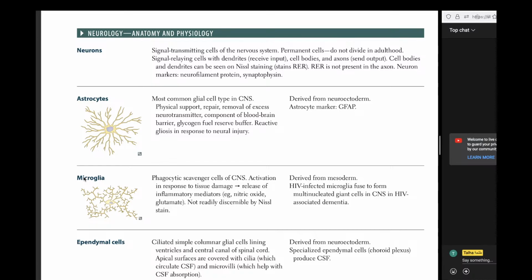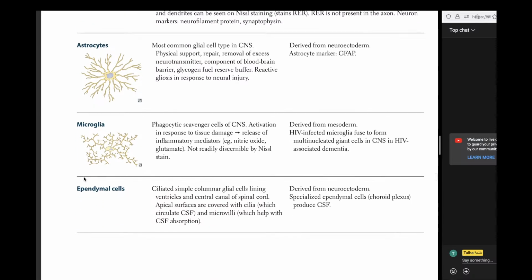Astrocytes, most common glial cell type in the central nervous system. Physical support, repair, metabolic, mobile, excess neurotransmitter, component of blood-brain barrier, glycogen fuel reserve buffer, reactive gliosis in response to neural injury. It's derived from neuroectoderm. Astrocyte marker is GFAP. Microglia are phagocytic scavenger cells of CNS, activation in response to tissue damage, release of inflammatory mediators, nitric oxide, glutamate, not readily discernible on Nissl stain. It's derived from mesoderm. HIV-infected microglia fuse to form multinucleated giant cells in CNS in HIV-associated dementia.